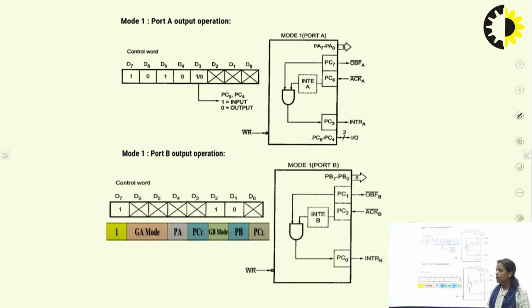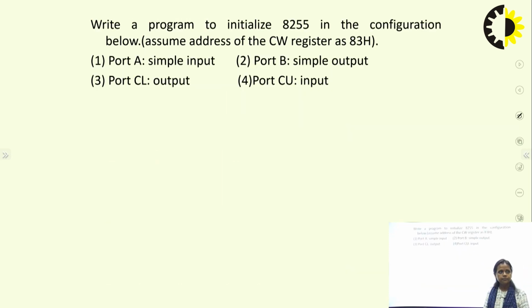So this is mode 1, port A output operation, and the second one is port B output operation. Here we can see that PC7, PC6 and PC3 are used for generating the handshaking signals, and in port B, PC1, PC2 and PC0 are used for generating the handshaking signals.